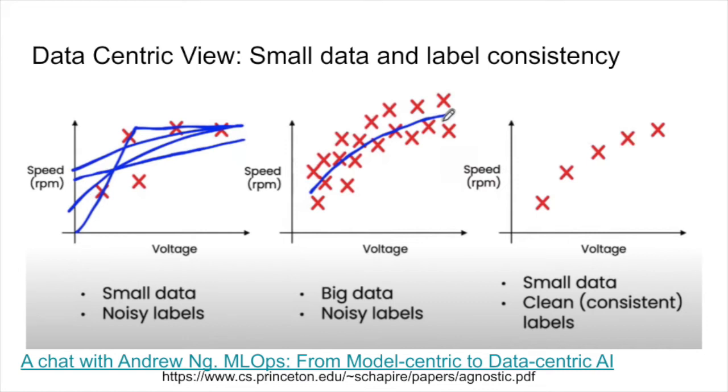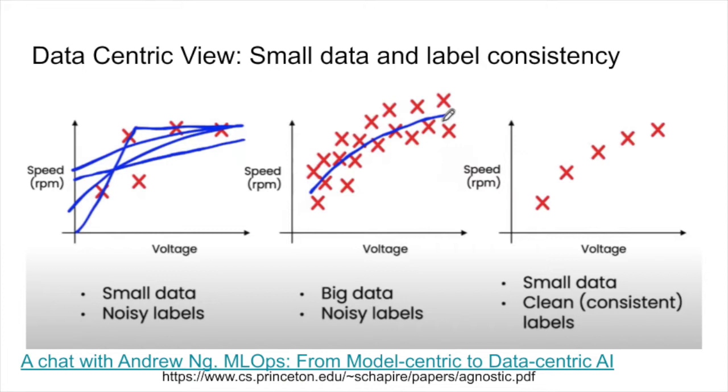Imagine that you have a small amount of data and it's relatively noisy. It has noisy labels. So imagine I'm plotting voltage against speed. And if you see the red X's here, they represent observations or data. And as you can see, there are many possible functions that could be reasonably good fits for this data. But because the data is so noisy, it's hard to know which one is a better fit. Having more samples allows averaging out the noise. You can draw confidently the relationship between voltage and speed.